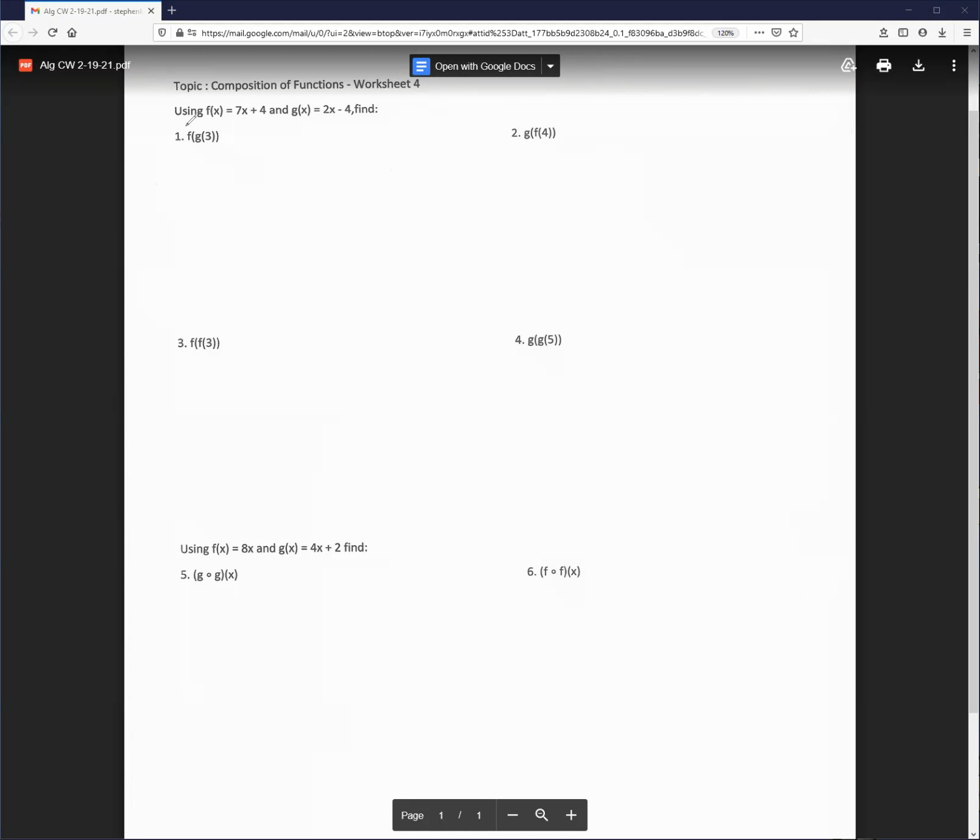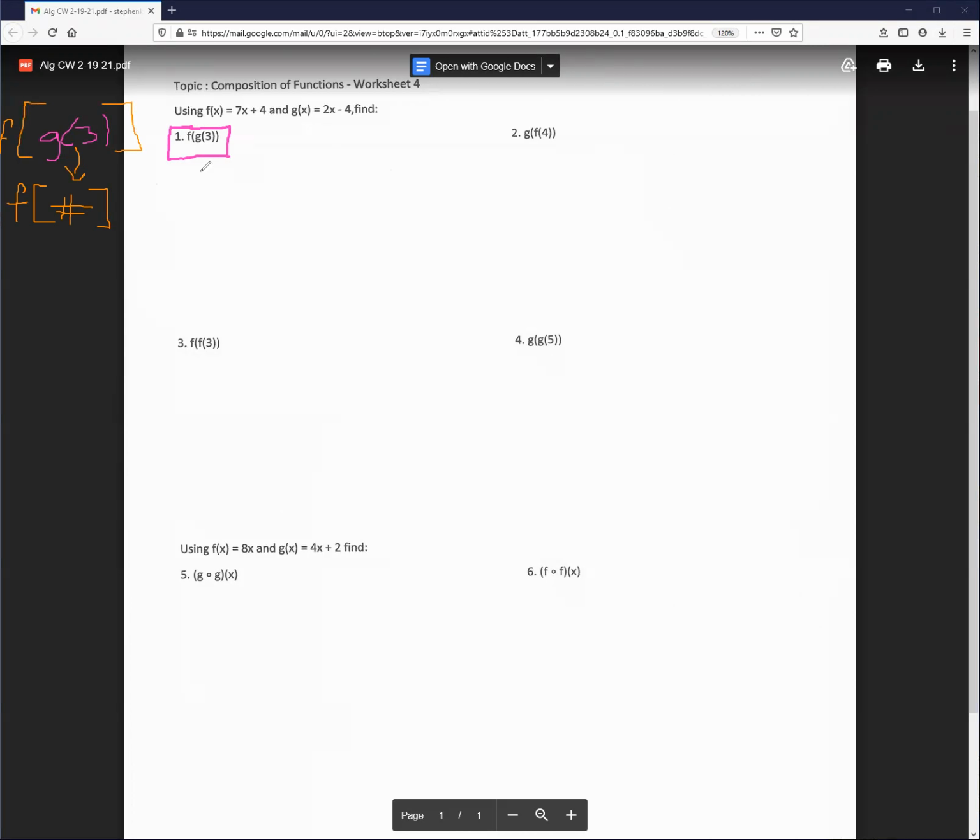So let's remind ourselves, first of all, of what this means right here. This is saying that we've got g of 3, and then whatever that is, we are then going to take that number and do f of it. So it's going to be f of some number, and we have to figure out what that is by doing g of 3. All right, well, let's get on that then.